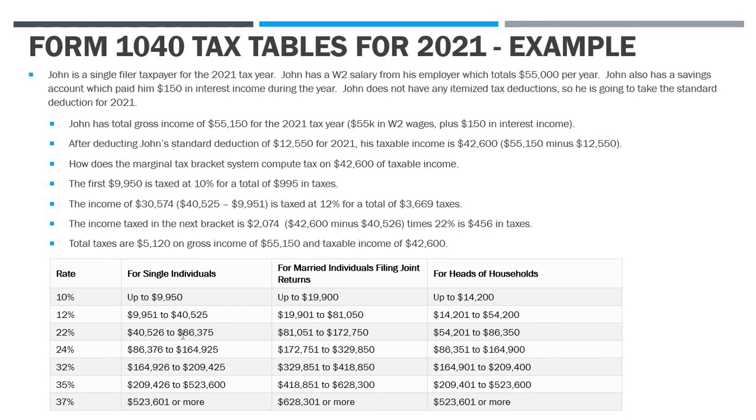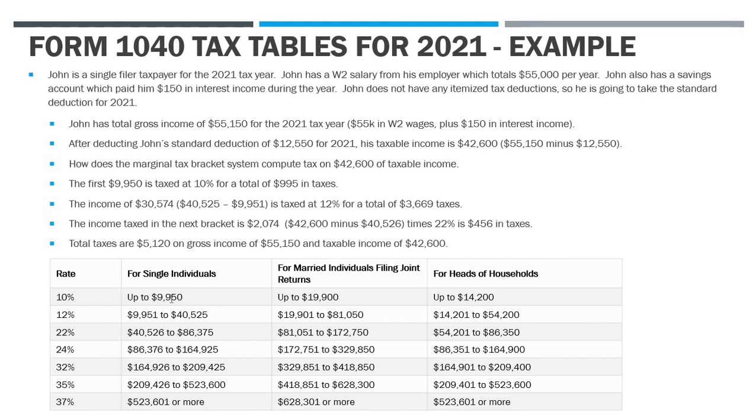And then the income in the next bracket, remember John's taxable income is $42,600. So he takes $42,600 minus $40,526, because that's the floor in this range. So there's $2,074 in income, taxed at 22%, which is $456 in taxes. So once you've computed the tax for each range, you add them all up and you get the total amount of tax that John would owe. So in this case, his total tax liability is $5,120 on the gross income of $55,150, or his taxable income of $42,600.